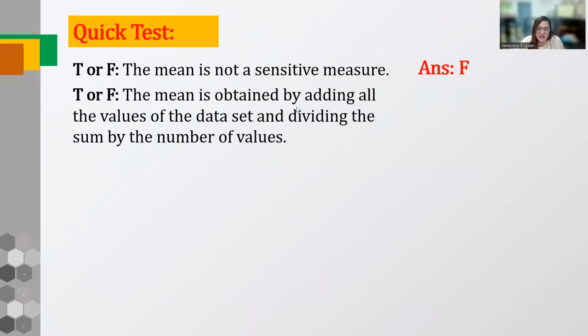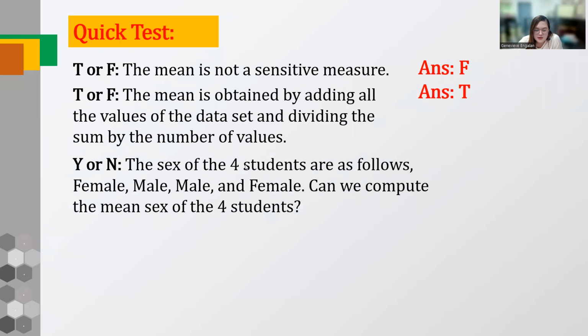The mean is obtained by adding all the values of the data set and dividing the sum by the number of values, true or false? True. Okay. Yes or no, the sex of 4 students are as follows: female, male, male, female. Can we compute for the mean sex of the 4 students?